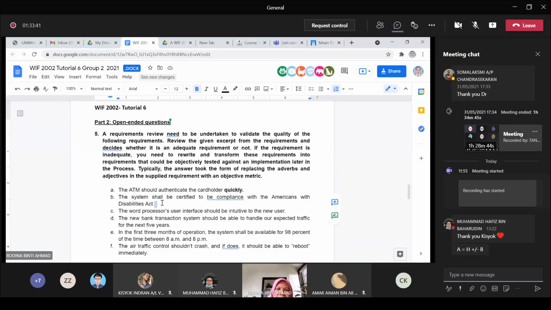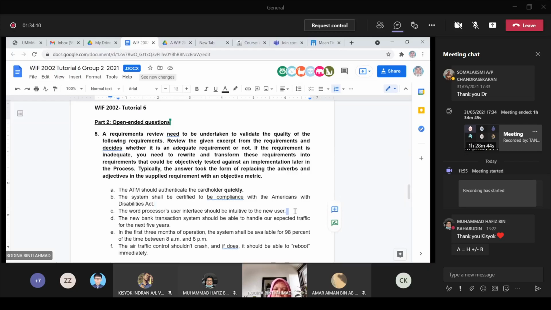All right, how about B? The system shall be certified to be compliant with the Americans with Disabilities Act. You think this is adequate? I think it is adequate, because the act is specified. Exactly, you have already specified the act, so it's much easier to assess later on, because you have to comply with this act. So B is adequate, right?